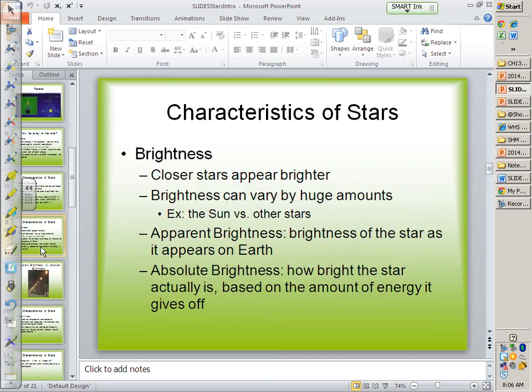Then we talked about apparent brightness versus absolute brightness. How much energy do we see from that star versus how much energy is it actually giving off? And that depends not only on how big that star is and how much energy it gives off, but also on how close it is, and where that object is. And that's about where we got to at the end.